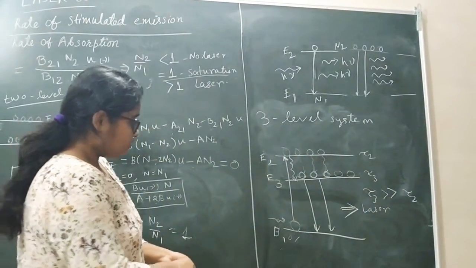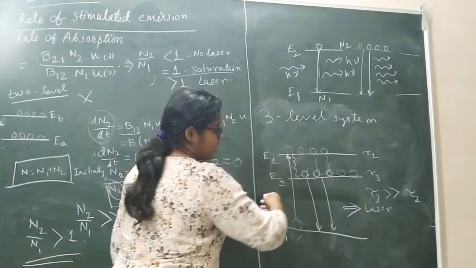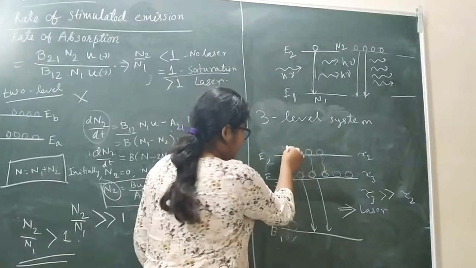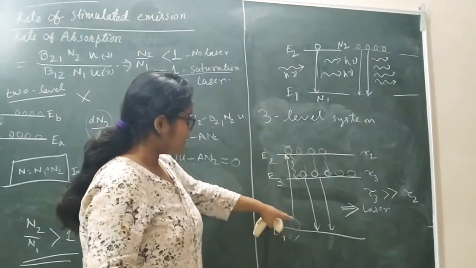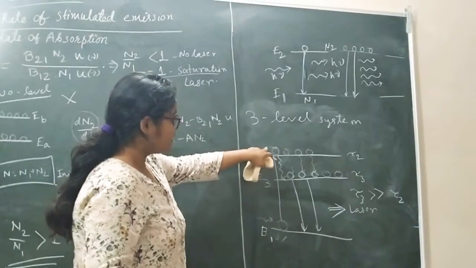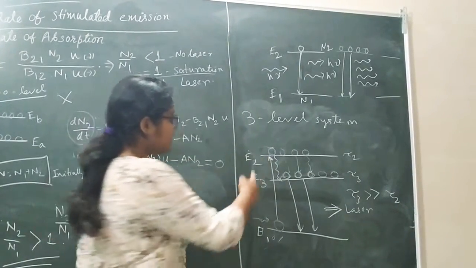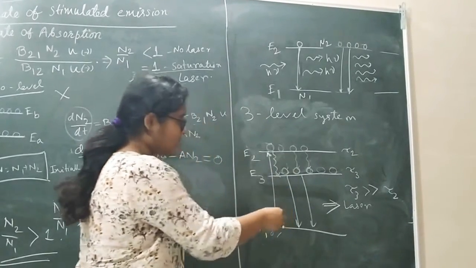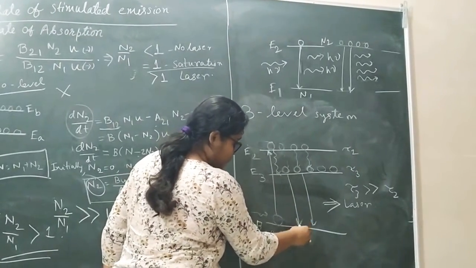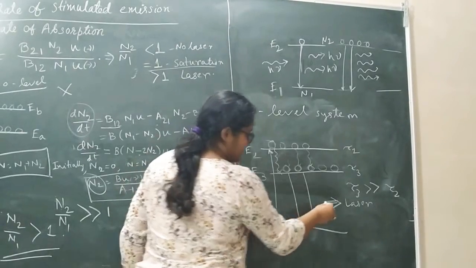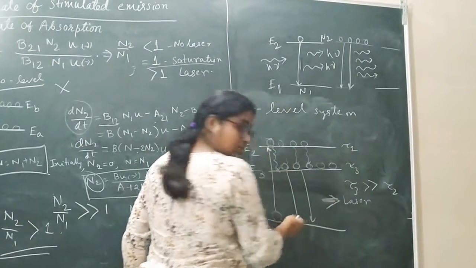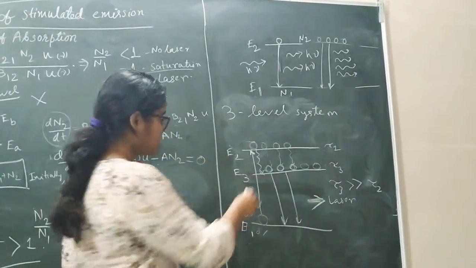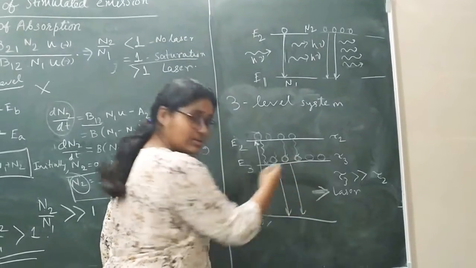In between the 2 levels there are some other levels which have a larger lifetime. The atoms which are pumped to the excited state can come back to the intermediate state non-radiatively, and then it will decay and come back to the ground state, and it will cause a radiative transition, that is the laser you can get. This is the non-radiative and this one is the radiative.